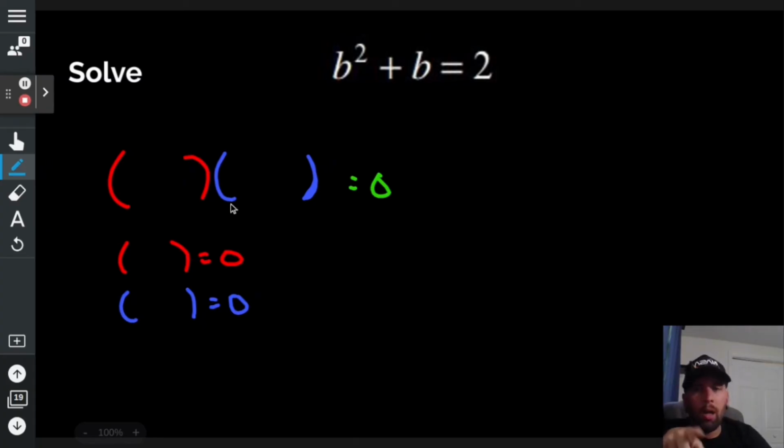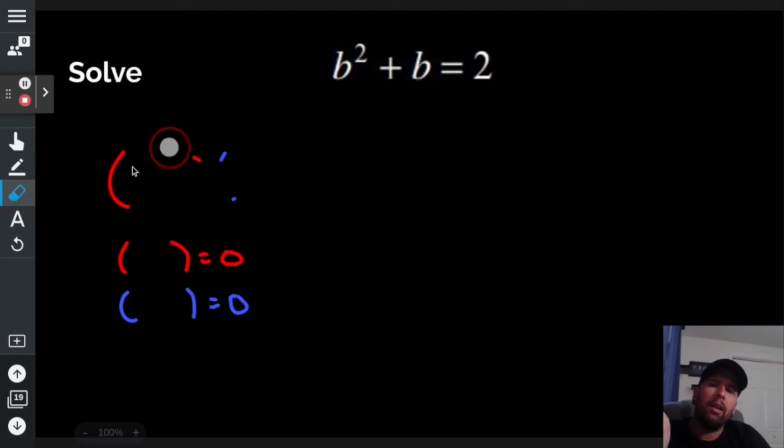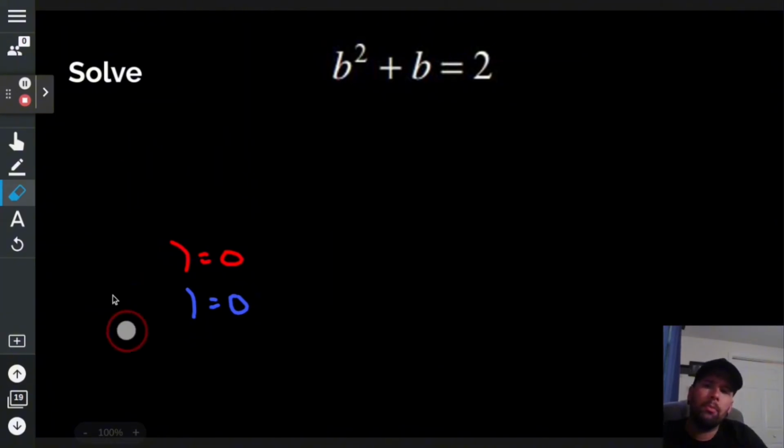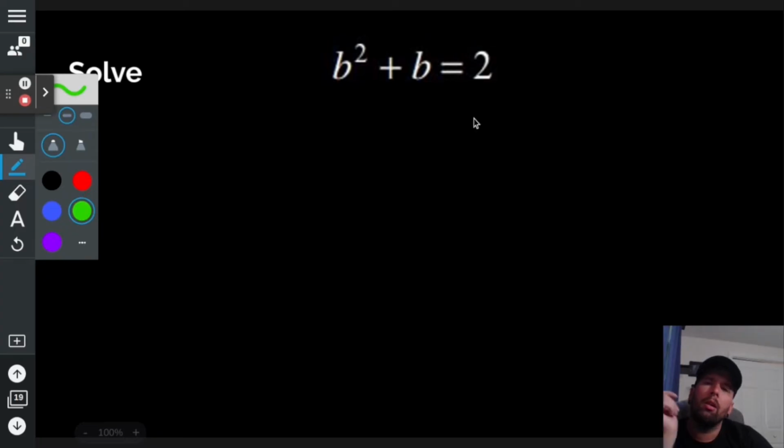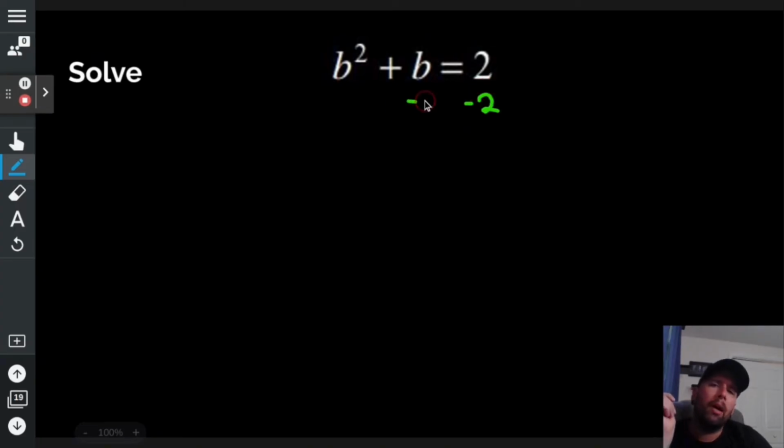Issue number 1, I need it to equal 0. So let's subtract 2 from the right side so it can equal 0. Erasing using the small eraser takes a while. Let's subtract 2 from both sides. -2, -2, cross out. -2 doesn't combine with b squared or b, so I have b squared plus b minus 2 equals 0.